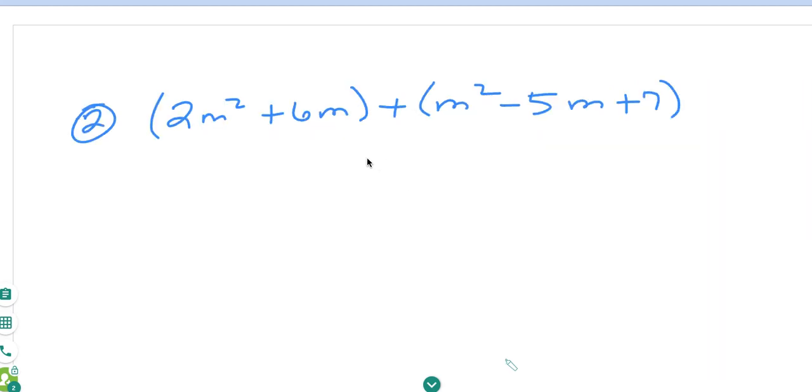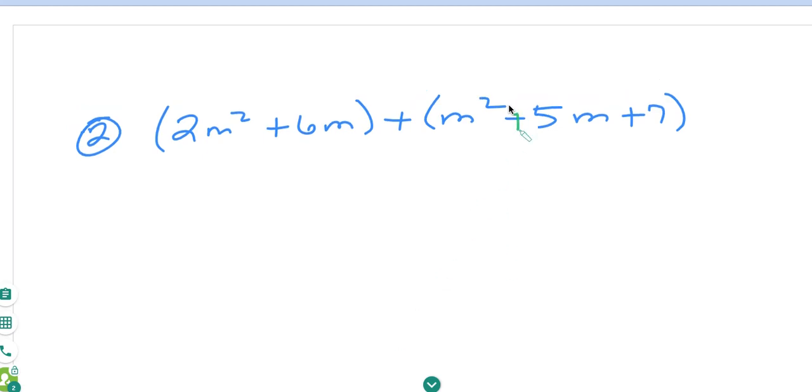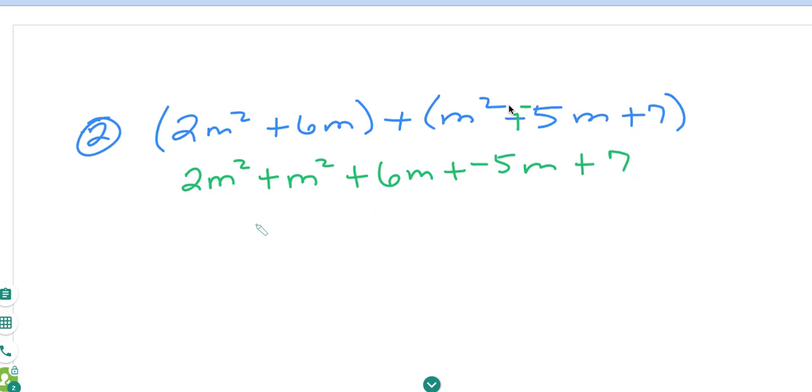All right, let's look at the next one. I only have one subtraction sign here, so I'm going to go ahead and do keep change. And now I'm going to rewrite it using CPA. So I have 2m squared plus m squared plus 6m plus negative 5m plus 7. 3m squared plus m plus 7. I have a trinomial for my answer.